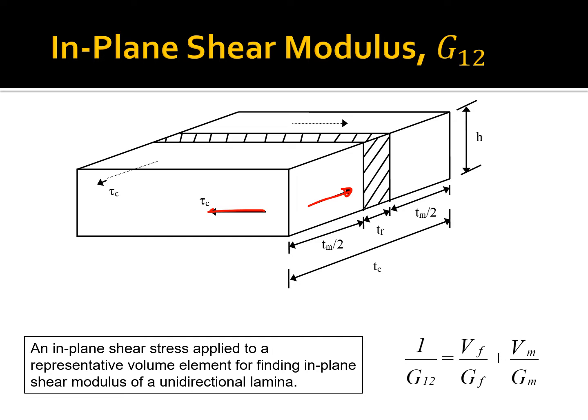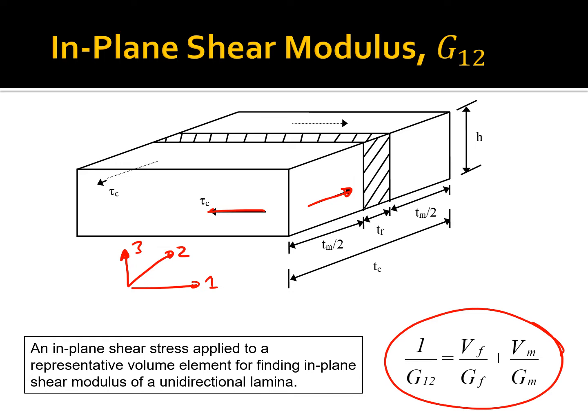This is the 1-2 plane. So you have 1 here, 2 here, and 3 is through the thickness. So you're going to apply the shear stress and you're going to figure out what the corresponding shearing strains are. And based on that, you'll be able to relate the in-plane shear modulus to the shear modulus of the fiber and the matrix and the amount in which they are mixed in. And this is what you're going to get.